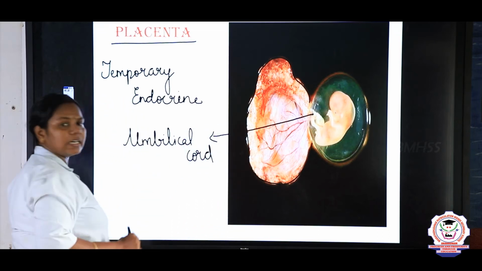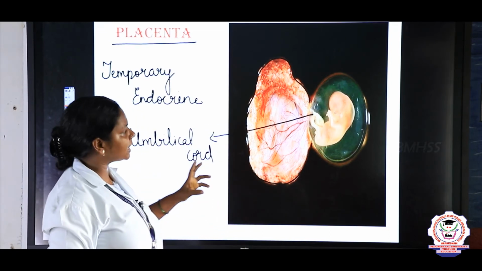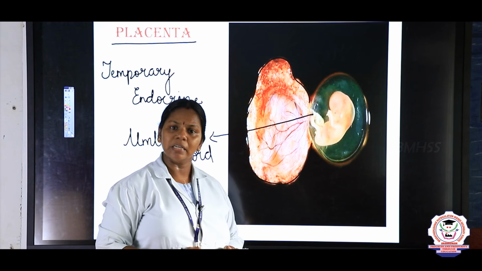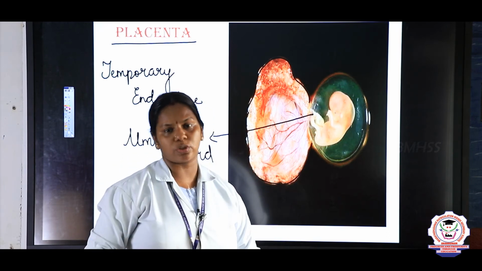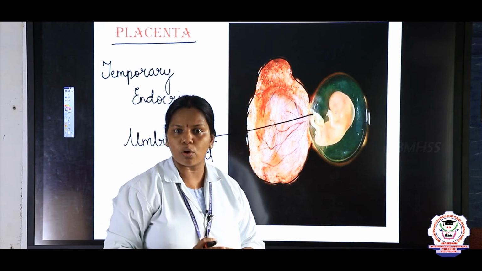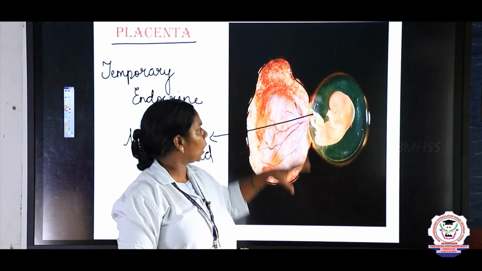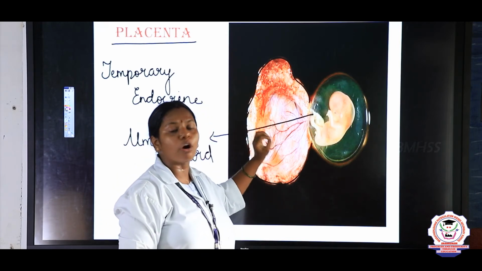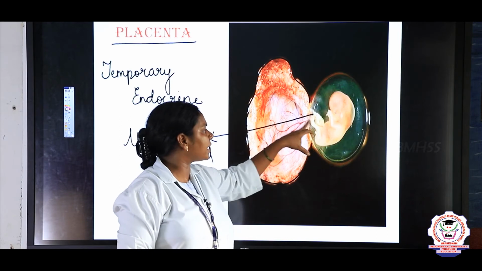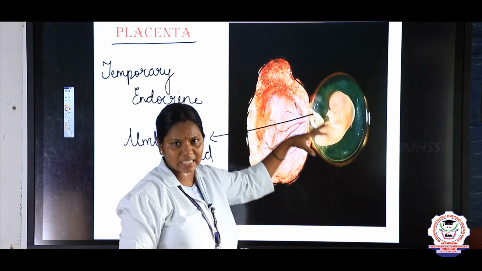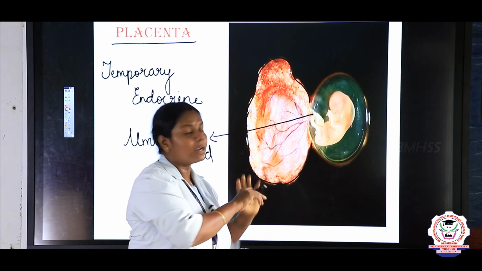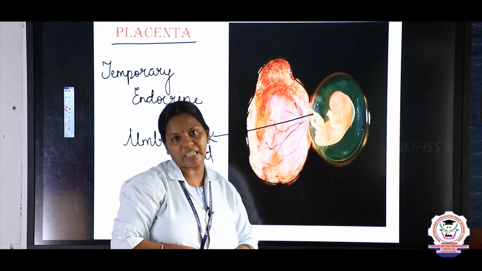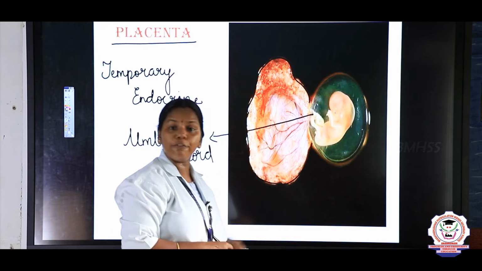This placenta is responsible for providing nutrition to the developing fetus. The placenta is nothing but embryonic tissue along with the tissue of the mother. So, it is responsible for all the supply. From here the chorionic blood vessels arise, connect to the placenta, and all the nutrients from the mother are transferred to the fetus. So, this is the structure of the placenta.